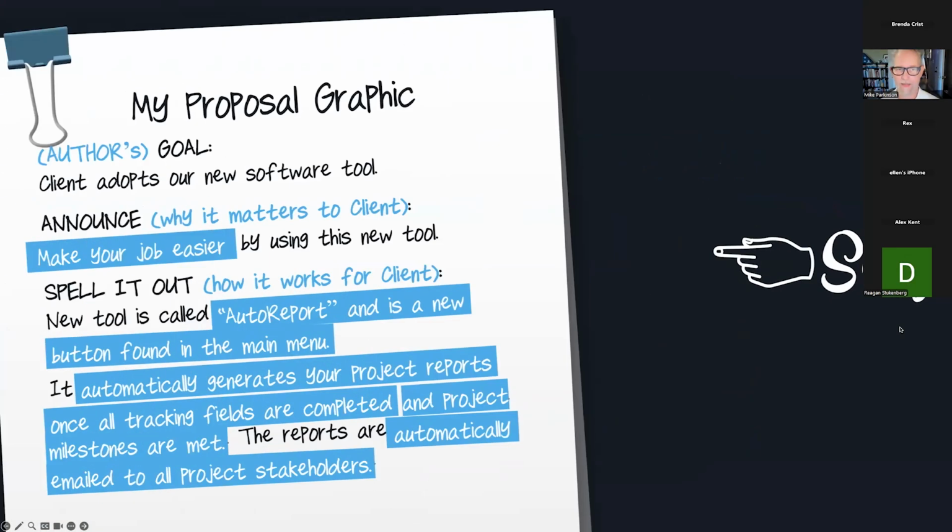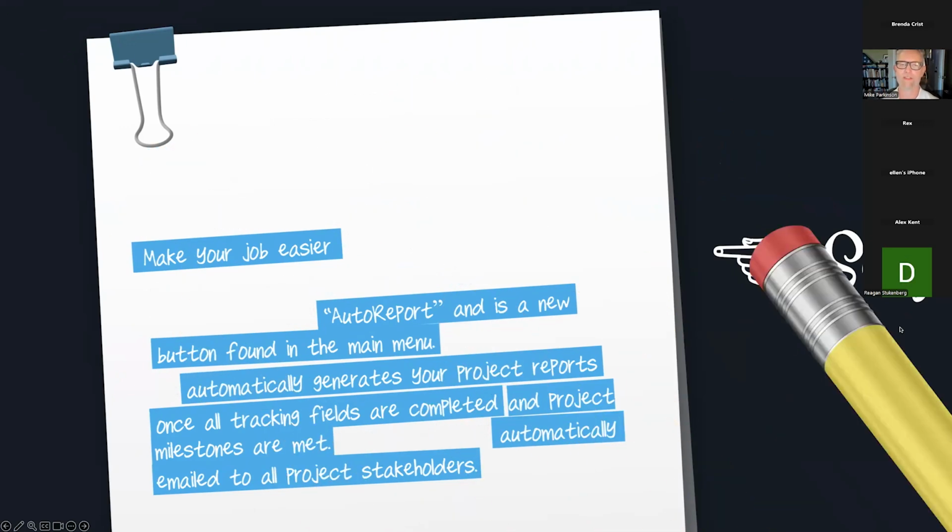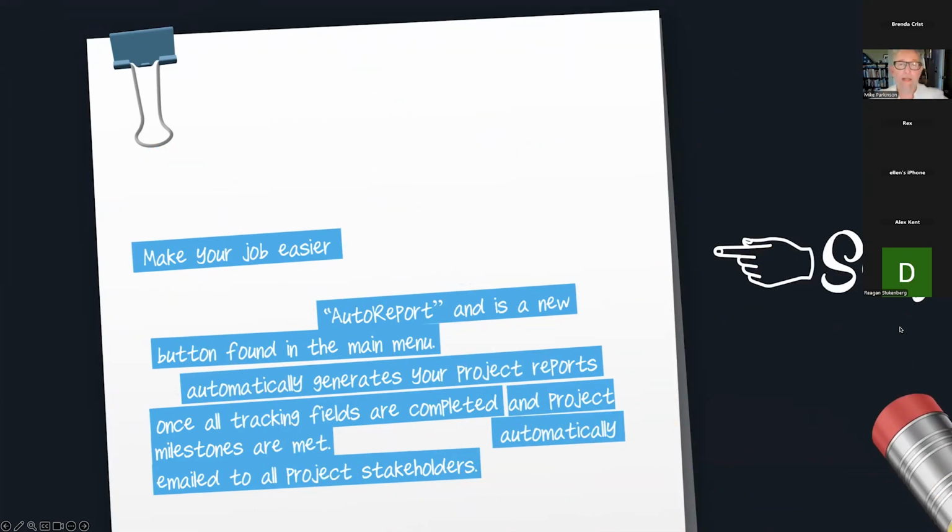So here's that example again. We have the chunked information. We know the goal. We know the announcement. We spelled it out. What I'm going to do is get rid of all the other information. It's not needed. I don't need it anymore because this is the most important stuff. Great.